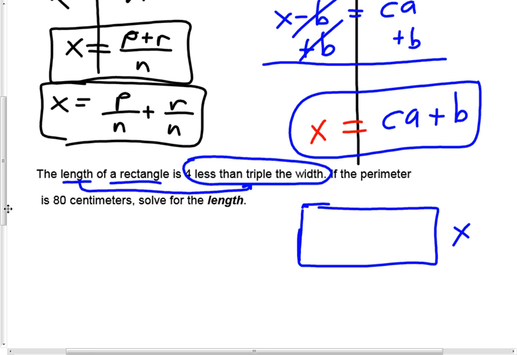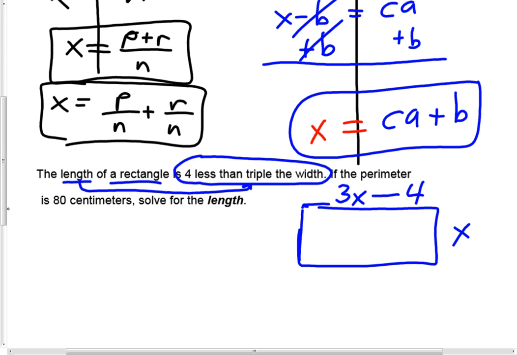This is why we did those translation problems in chapter 1. How do you write down 4 less than triple the width? What does triple mean? What number? 3. So if I triple that, I'm going to have 3x. How about less than? What operation? Subtract. And what number are we subtracting? 4. Notice the order. Even though the 4 is there, it's being subtracted.